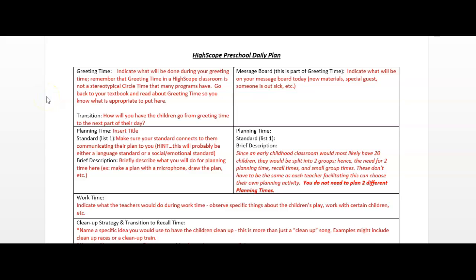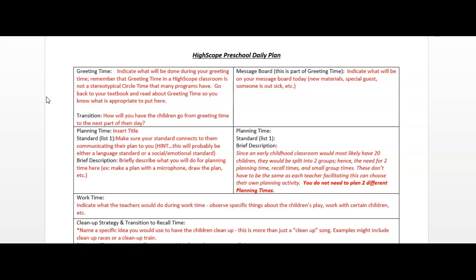Let's look at the daily planning form and the various parts of the daily schedule that you will need to provide activities and/or information for. I want you to keep in mind that this is a daily planning form for a classroom using the HighScope curriculum, so the parts of the daily routine will follow those elements of the HighScope daily schedule.